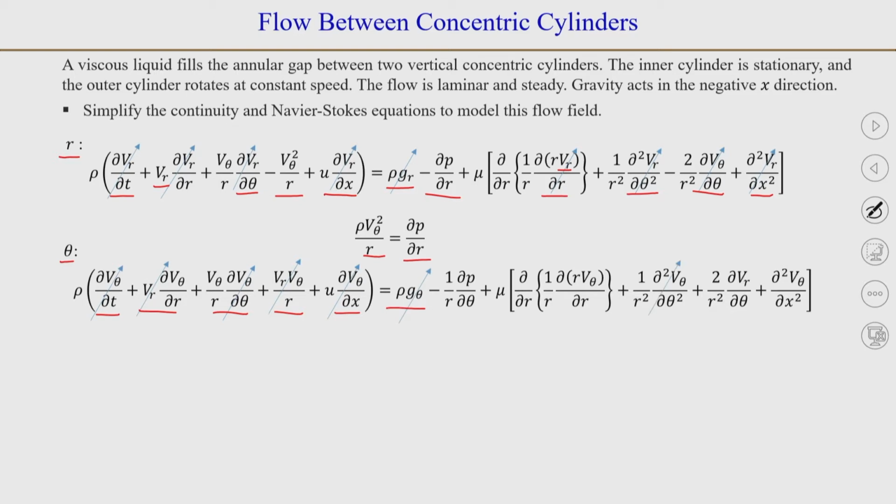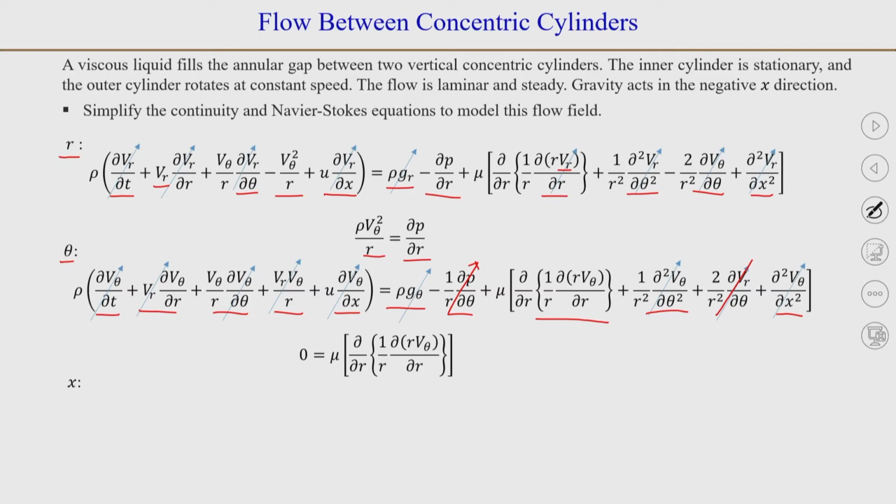Then the derivative along the θ direction and second derivatives are 0. So, ∂²/∂θ² is 0. So, this and this term they will be 0 and the last term is 0 because there are no derivatives along the x direction or ∂²/∂x² is 0. So, now from this we will be left with the viscous term and there is no pressure variation along the θ direction. So, ∂p/∂θ will also be 0.